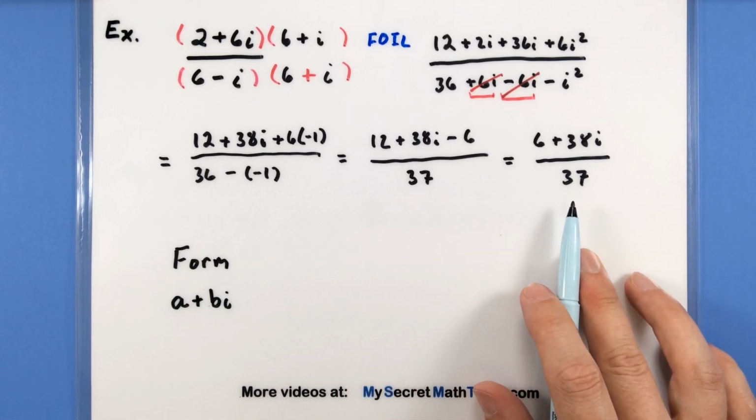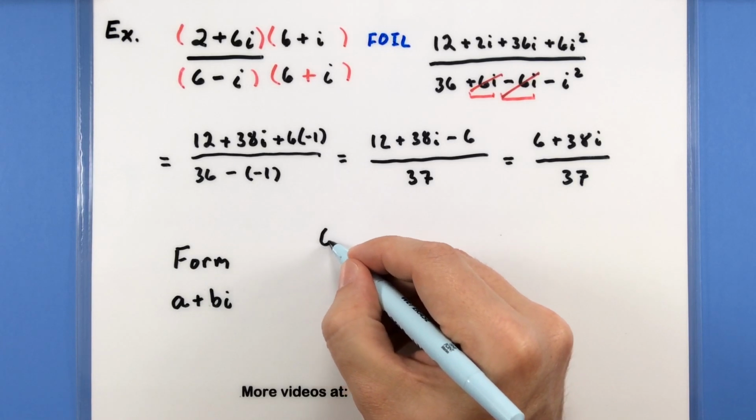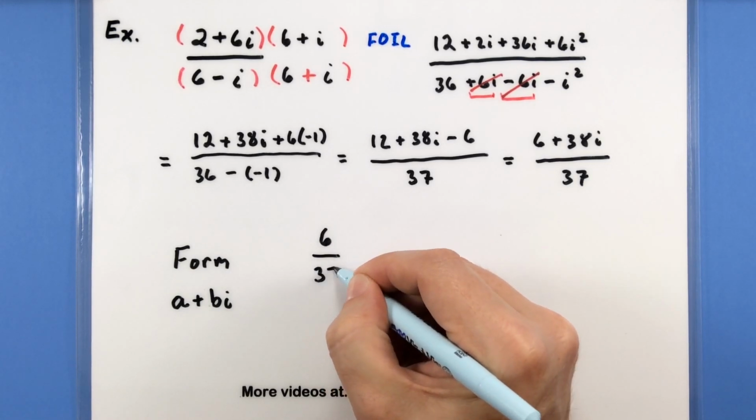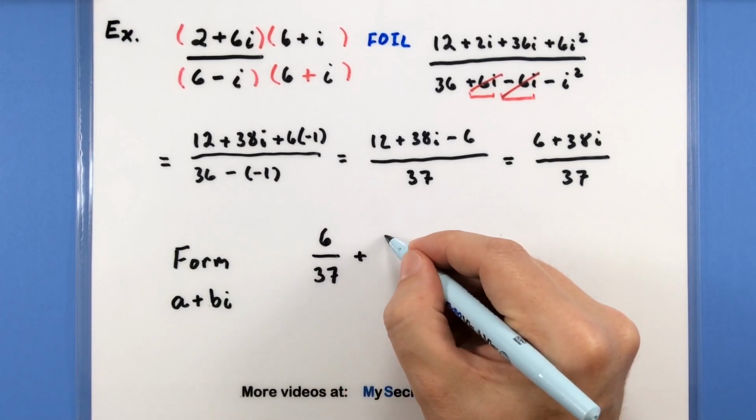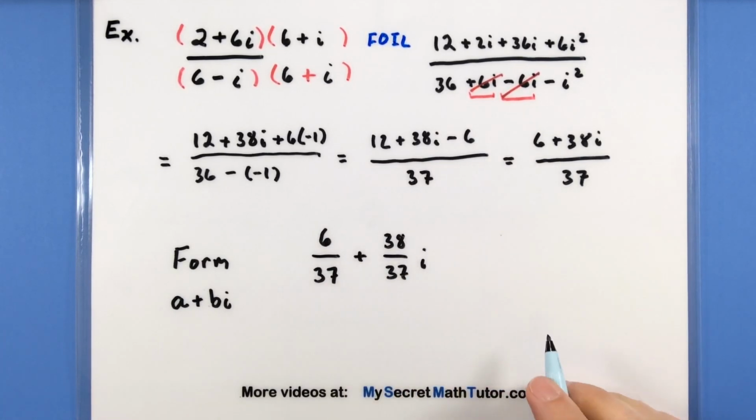In order to get this in that proper form, we're just going to give the 37 to both of the pieces here. So 6 will be divided by the 37, and so will the 38. So this will be 38 divided by 37. And there we go. That would be our final answer for this one. We just had to combine the terms and we're good to go.